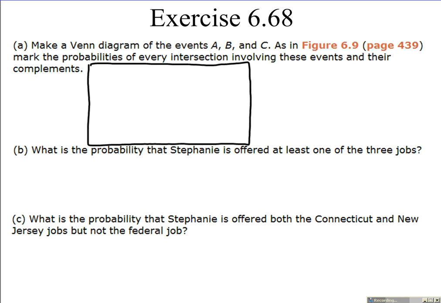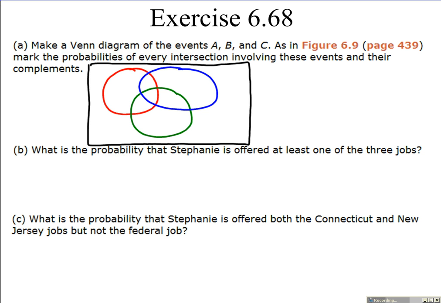Okay, so we have a rectangle here that is our entire sample space. We have event A that could happen. We have event B that could happen. And we have event C that could happen. So let's call this event A, event B, and event C.